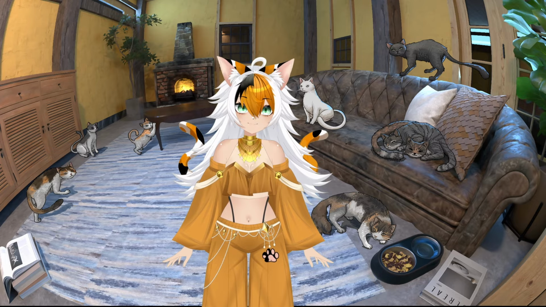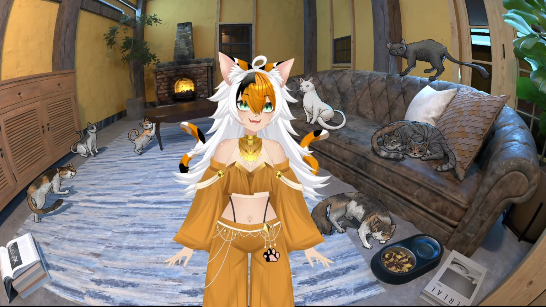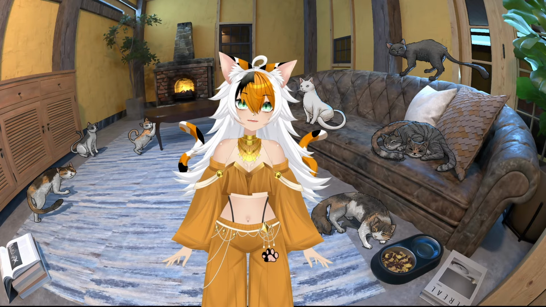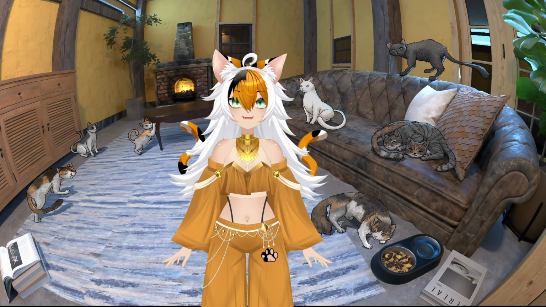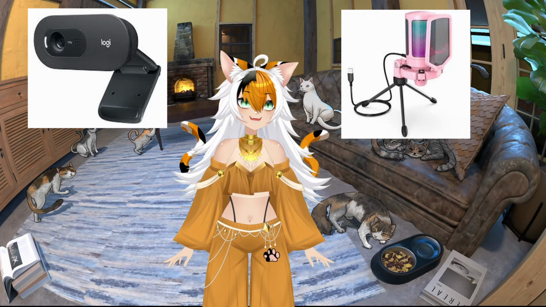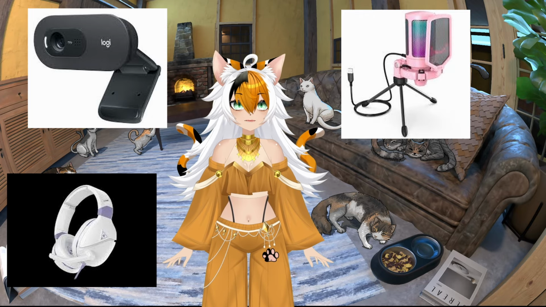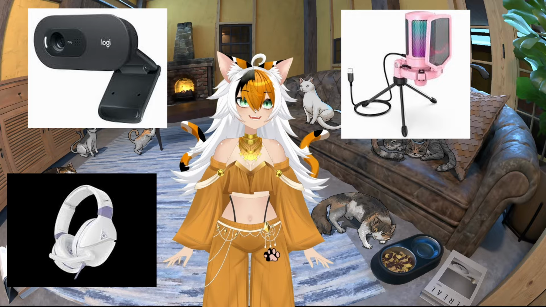Next up is equipment. Before you go and make your bank account cry buying the best spec equipment out there, it's fine to use cheap equipment at first. I myself use a Fifine microphone, an old Logitech webcam that I got back in 2021, and a pair of gaming headphones I got around the same time.